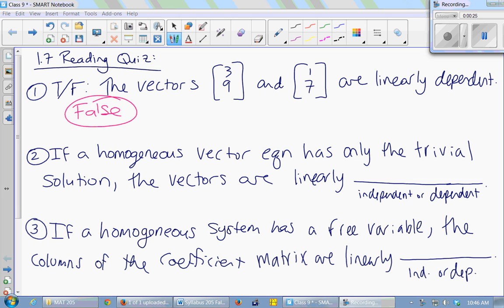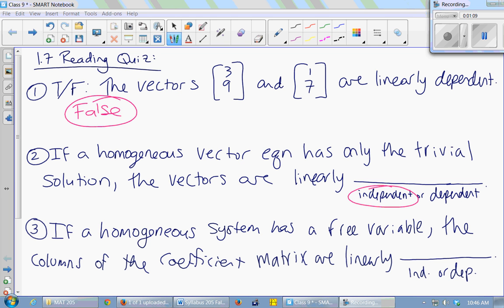Okay, if a homogeneous vector equation, so that word homogeneous, what does that mean? Equals 0. Everything on the right-hand side is 0. Okay. Homogeneous vector equation has only the trivial solution, then the vectors are linearly independent. That's the definition of linearly independent. That's the thing you can always go back to, because the text offers several shortcuts to determine linear dependence and independence, but this was the definition. So you can always go back to this if you can't find a theorem to help you, or you forget them, right? You can always go back to the definition.